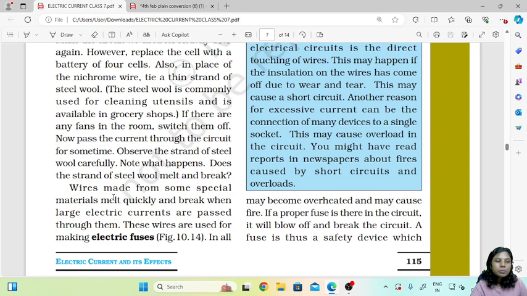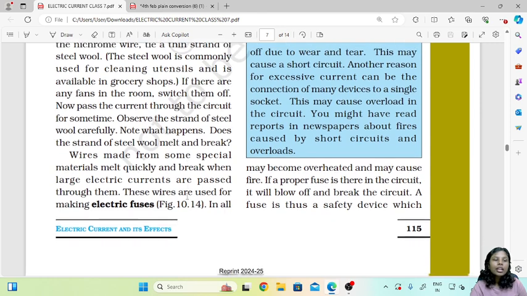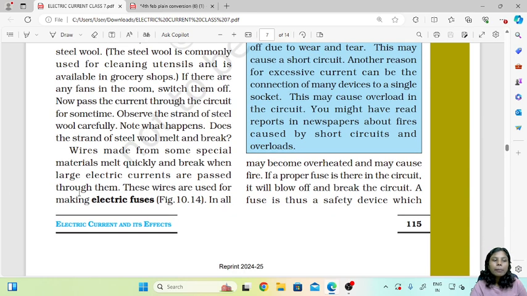Wires made from some special materials melt quickly and break when large electric currents are passed through them. So now what will happen? Here we used a very thin strand. We have all seen steel wool, no? Such thin strands are used to make that whole scrub. Out of that whole scrub we are using just one single thin strand, so that if we heat it, it will obviously break or melt. So wires made from some special materials melt quickly and break when large electric currents are passed through them.